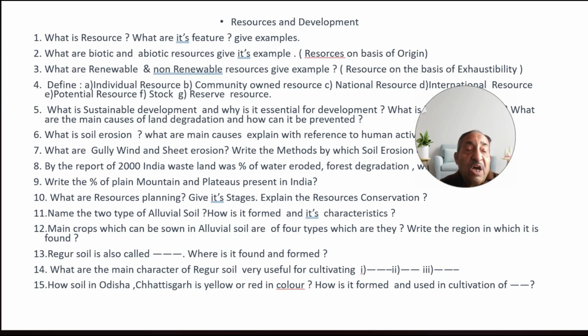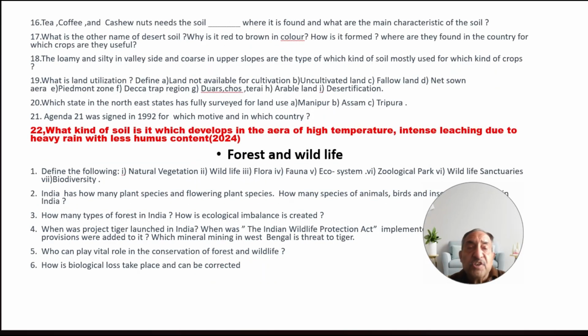नेक्स्ट, उड़ीसा, छत्तीसगढ़ का सॉइल येलो और रेड इन कलर है, यानी कि उड़ीसा छत्तीसगढ़ का जो सॉइल है वो रेड इन कलर है. How is it formed and used in the cultivation of that? Tea, coffee, and cashew nuts need the soil dash where it is found. What are the main characteristics of the soil?